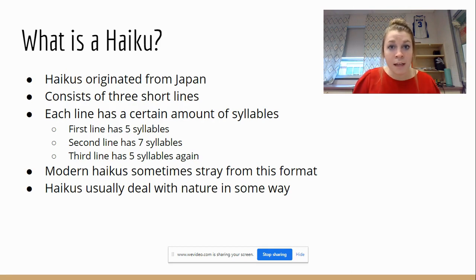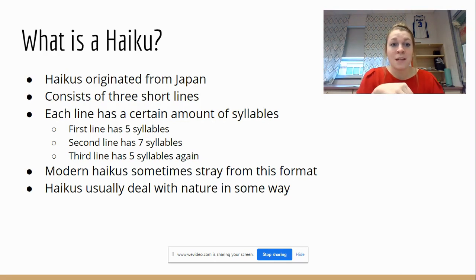But modern haikus have kind of strayed from this. They're still short, they're still 3 lines, but maybe not following the strict 5, 7, 5. However, they still deal with things that old haikus have. So they usually deal with nature in some way. They don't have to, but usually they do. These are really, really kind of difficult to write sometimes because you only have those 17 syllables to work with.